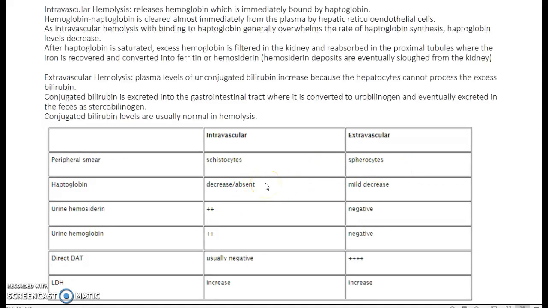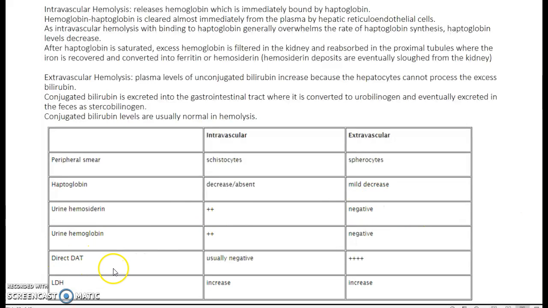Haptoglobin binds free hemoglobin pretty much instantaneously in the blood. You don't get hemoglobin floating around in the blood. So in intravascular hemolysis with a lot of hemoglobin released, your haptoglobin is going to be less than 8. It's basically going to be 0. You can get mild decreases in extravascular hemolysis, but it's not going to be 0 like intravascular. Once haptoglobin binds to heme and that gets overwhelmed, hemoglobin is filtered and reabsorbed in the kidney. Once that capacity is overwhelmed, you can get hemoglobin in the urine. And remember, this doesn't really happen in extravascular because all of the hemoglobin is being processed and broken down in the spleen.